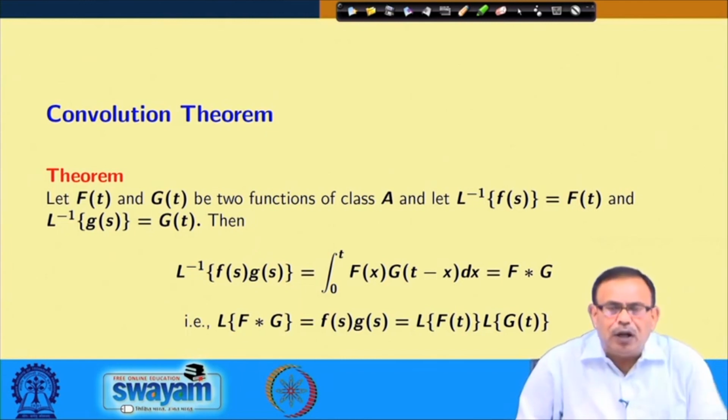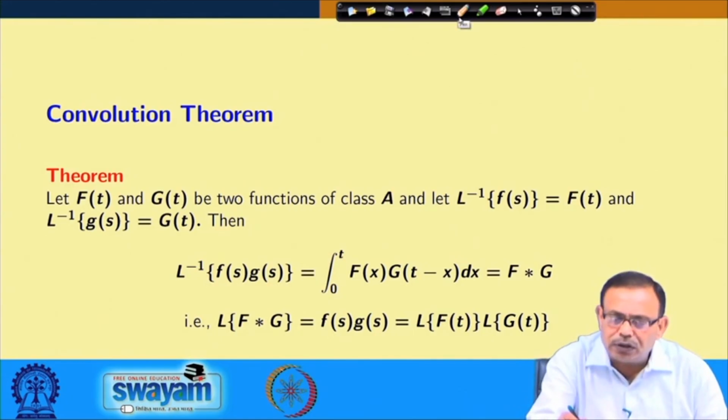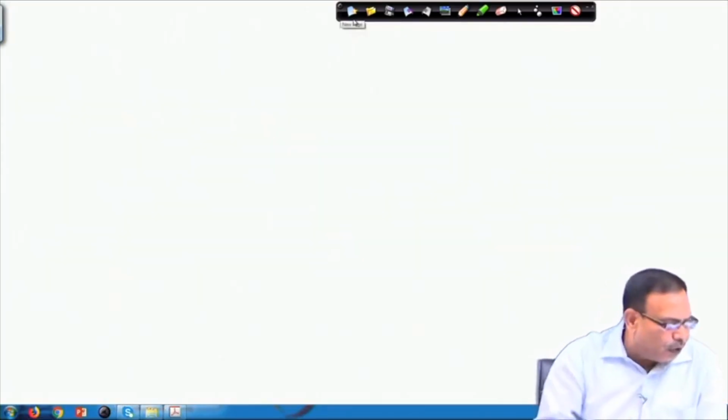So, this one is very important: if I have the convolution of two functions, then the Laplace transform of the convolution of two functions equals the multiplication of the Laplace transforms of those two individual functions. Let us see the proof of this.